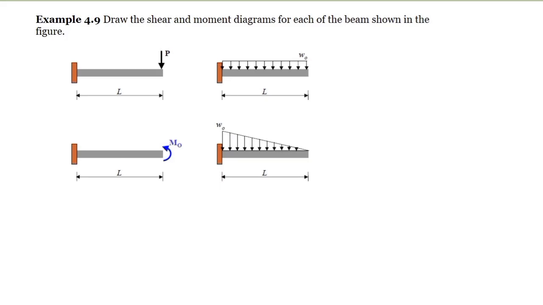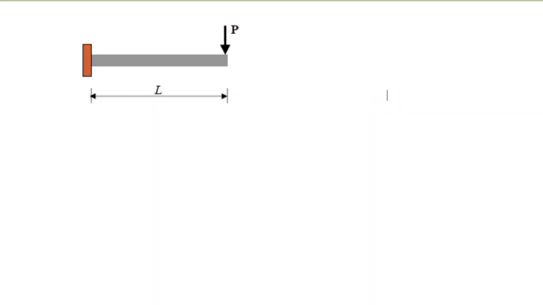Here in example 4.9, we are asked to draw the shear and moment diagram for each of the beams shown in the figure. So let's try the first. For the first beam, as you can see here, we have a cantilever beam. For a cantilever beam, the first thing we do is make a reference line for drawing our shear and moment diagram.